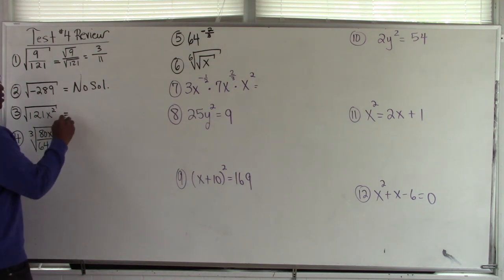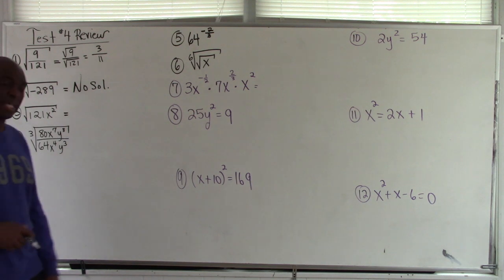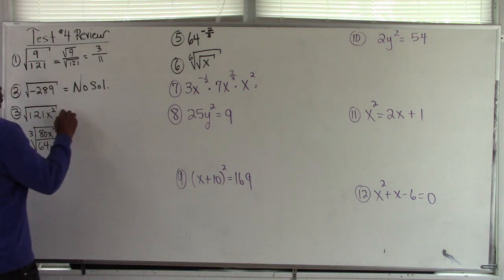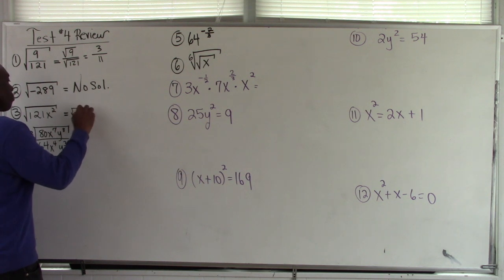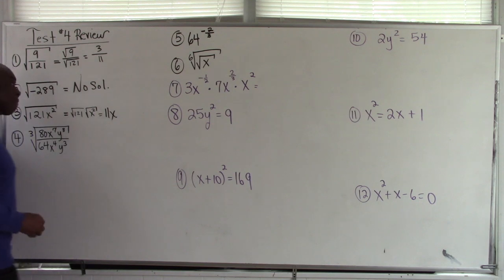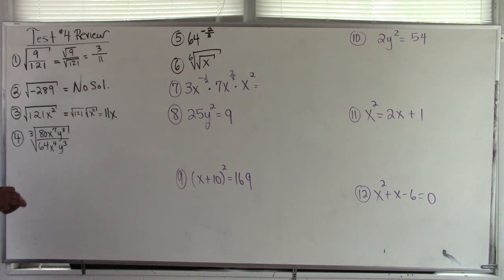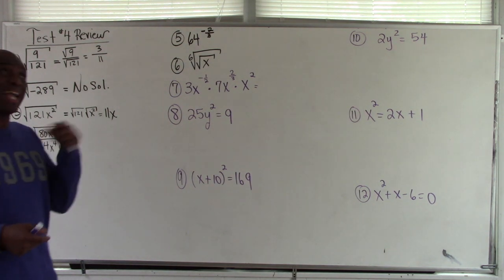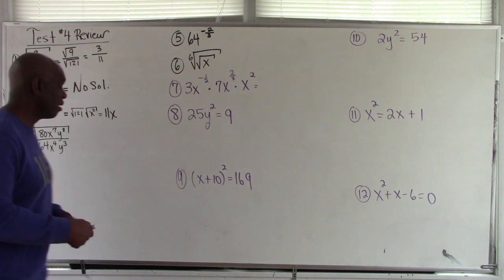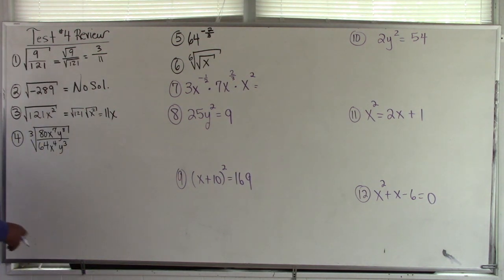Alright, number 3, the square root of 121 times x squared equals the square root of 121 times the square root of x squared, which equals 11x. And that's it. Number 4, this is the big one. I gave you a process somewhere back there, I think in section 6.1. Here we go. So the first thing we have to do here is take care of our variables first.